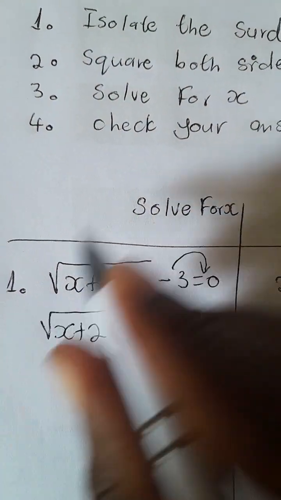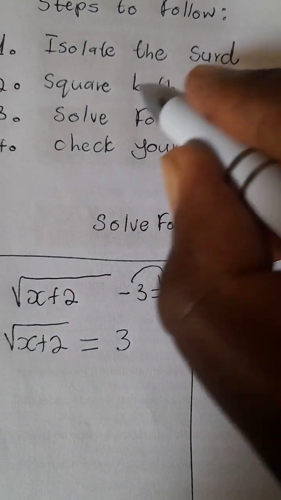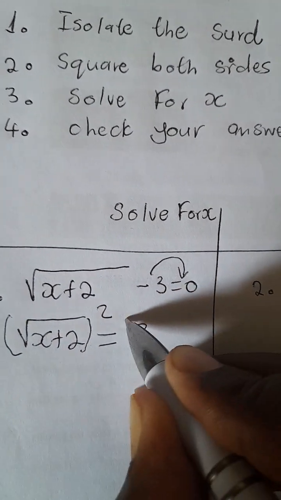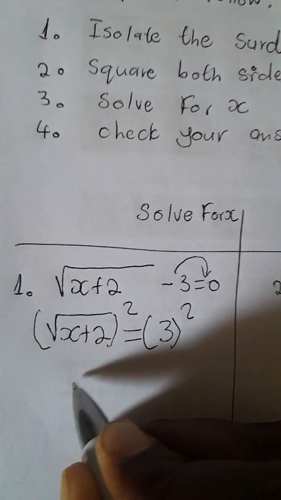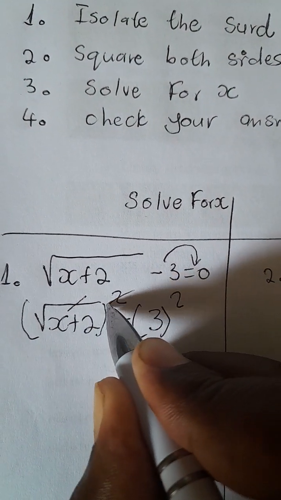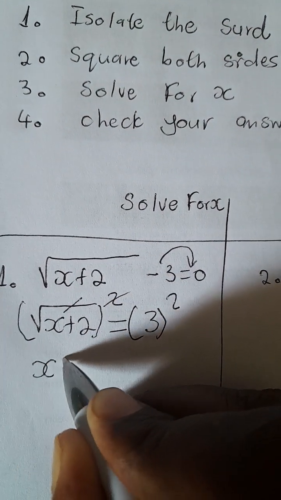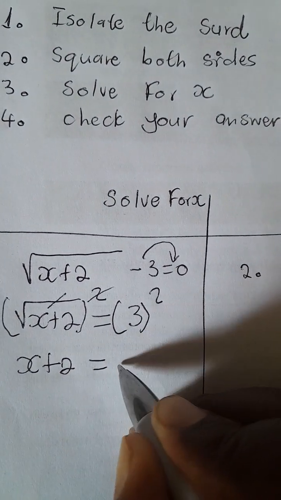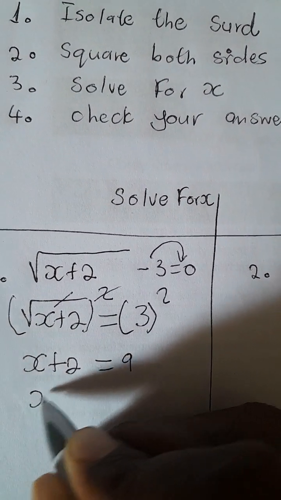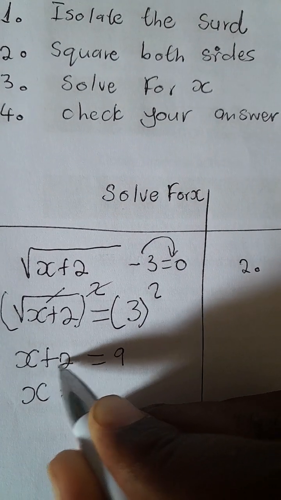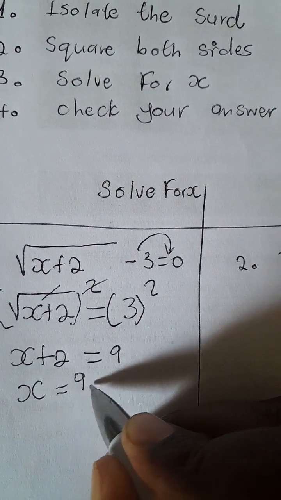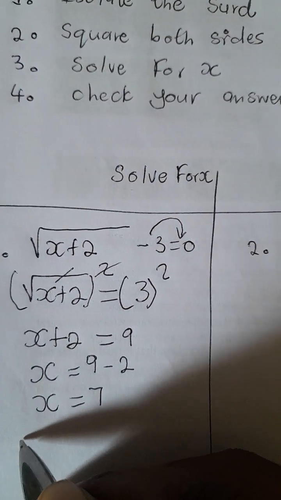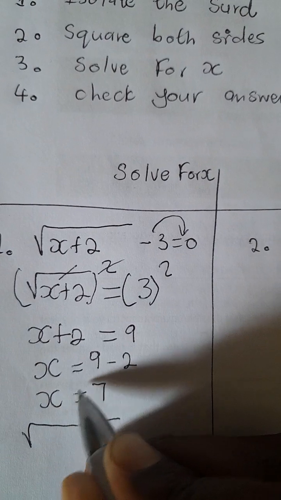So second step, you have isolated the surd, now you square both sides. This is the simplest way of solving a surd equation. Remember, square root and the square will cancel each other. Then we are left with x plus 2. When we square 3, that becomes 9. Then let's move 2 to the other side. Since it's positive, it becomes negative. So we're going to have 9 minus 2, that's 7. So our answer there, x is 7.